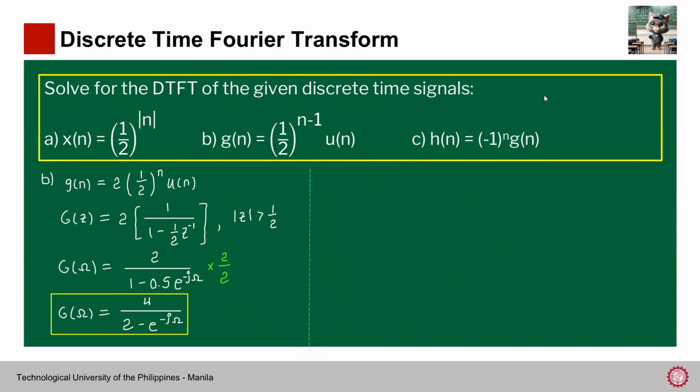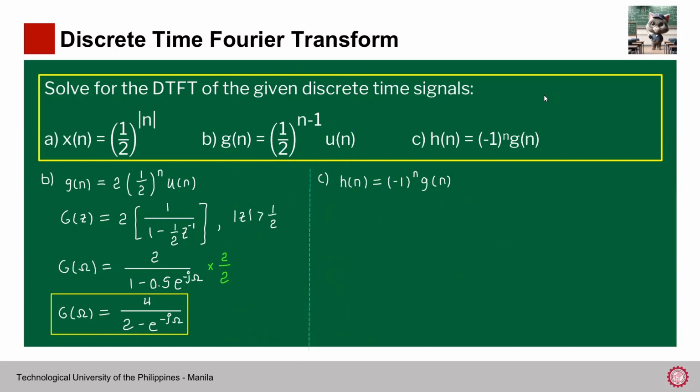So, part C. We're asked to solve for H of omega, given that h of n is equal to (-1) raised to n times g of n. Again, this is a property-based question, and our g of n is already given. G of omega is also given.